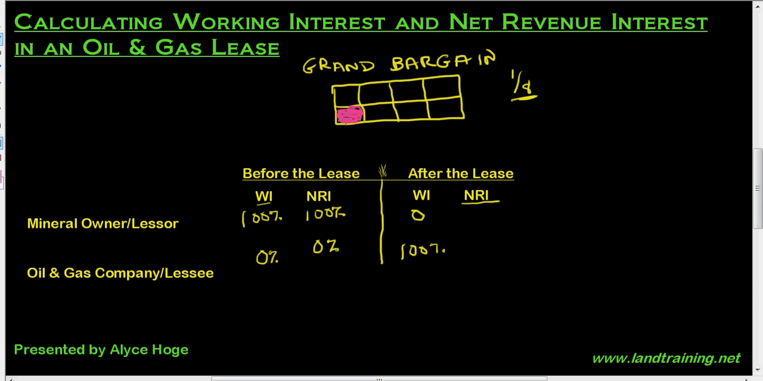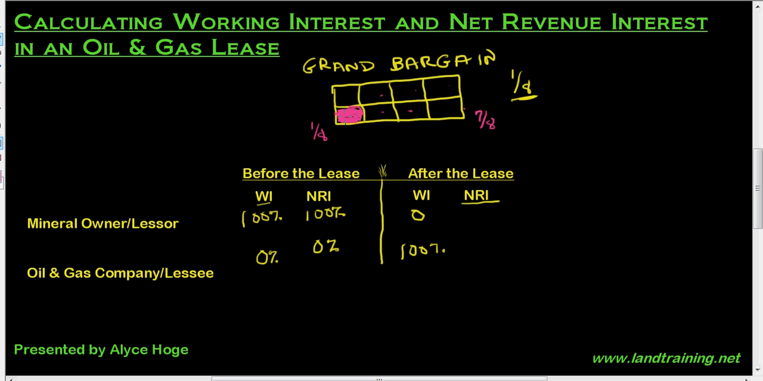Is it fair for the oil and gas company to get 100% of the working interest, and for the person that actually owns the mineral interest to only get a small fraction of whatever their production is going to be? So the person that owns the lease, or the mineral owner, is going to get a 1/8 royalty here, and the oil and gas company is going to get the remaining 7/8 here. So that's how it's going to be split.